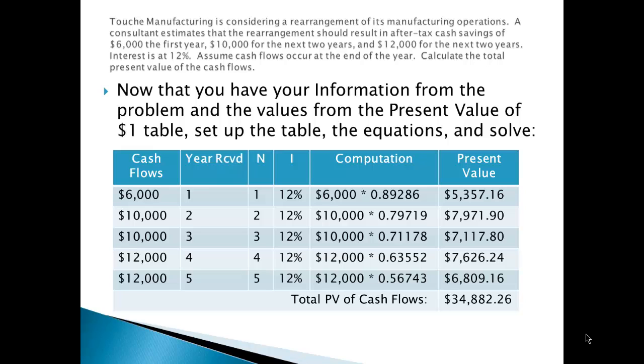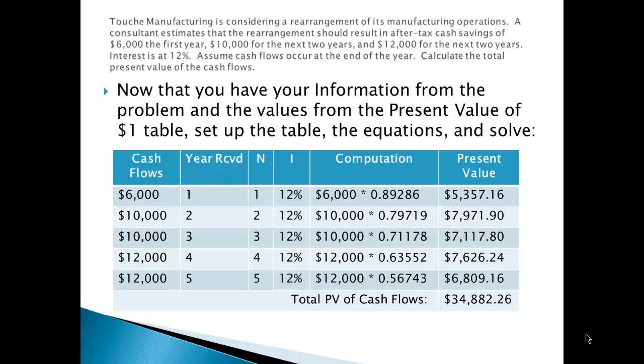So in the first one, $6,000 times 0.89286 gives us a present value of $5,357.16. Now you do this for all 5 periods and all 5 cash flows, multiplying the cash flow times the present value factor, and get your present values for each period and each cash flow.